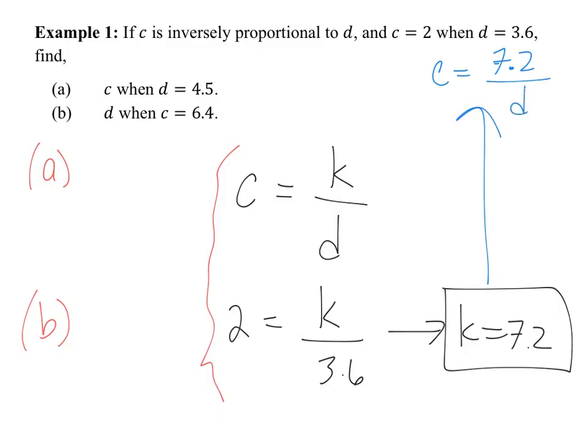And the first part says find c when d is 4.5. All right, so that's all we really have to do for this one. 7.2 over 4.5. For part A, what does that end up being? I don't even know. 1.6.